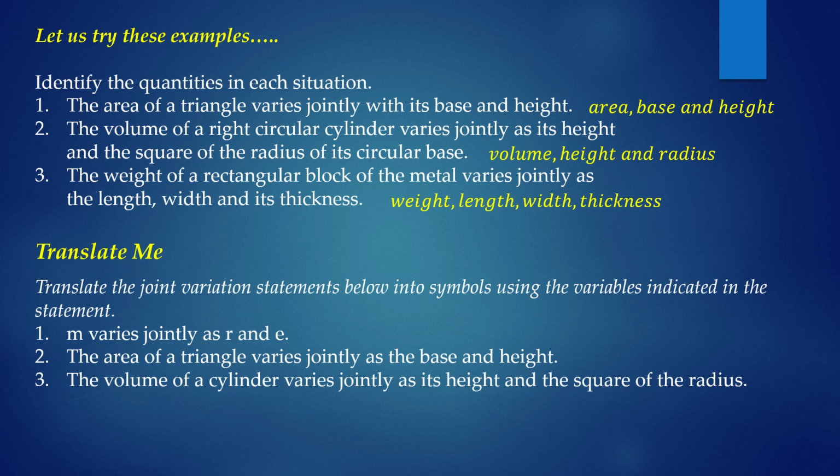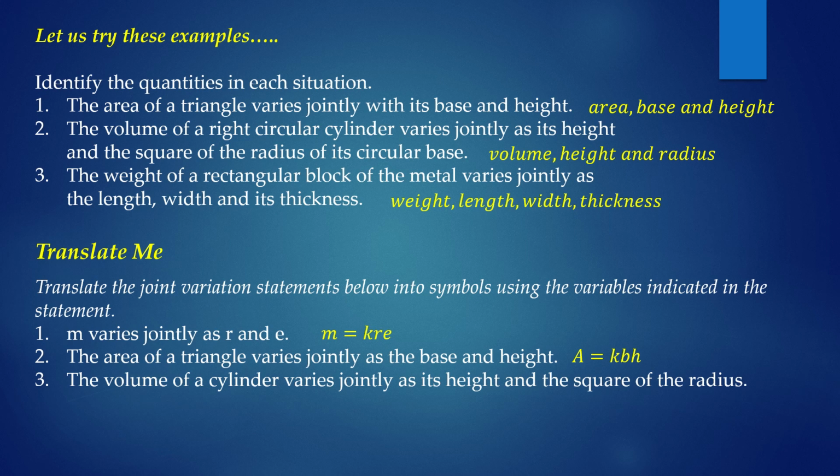Translate the joint variation statements below into symbols using the variables indicated in the statement. Number 1, M varies jointly as R and E. So, the answer would be M equals KRE. Second, the area of a triangle varies jointly as the base and height. Area is represented by A. Pwede po small a, capital A. Pwede gyapon siya. A is equals to K.